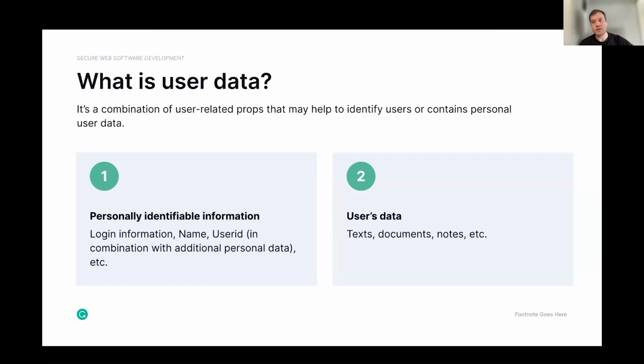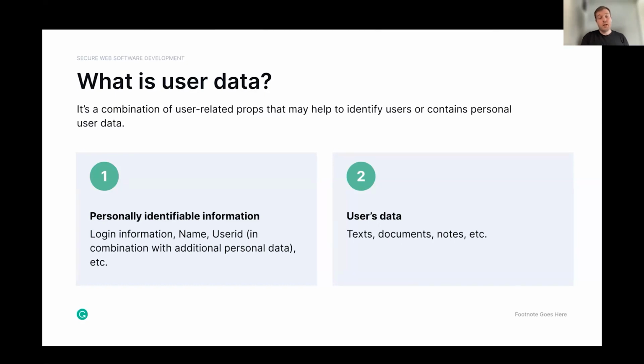It's like name, user ID, age, location, and for sure login information that will allow someone to log in on behalf of another person. Usually someone needs to know the combination of this data. So user ID by itself might not be very sensitive information, but in combination with, let's say, an IP address, it will allow to track someone's activity. The second part is actual user data, like text, comments, calendar events, whatever the user produces.